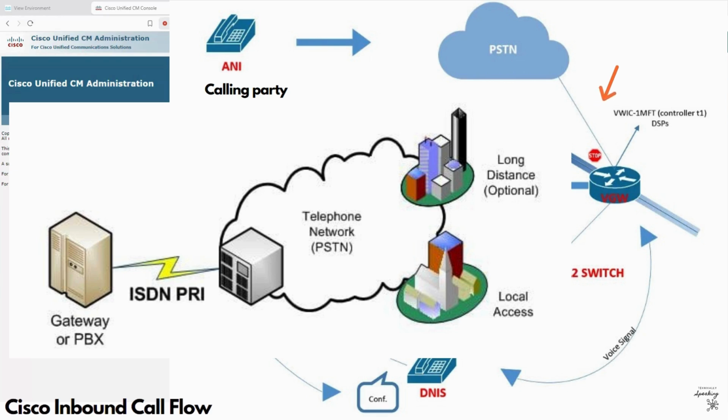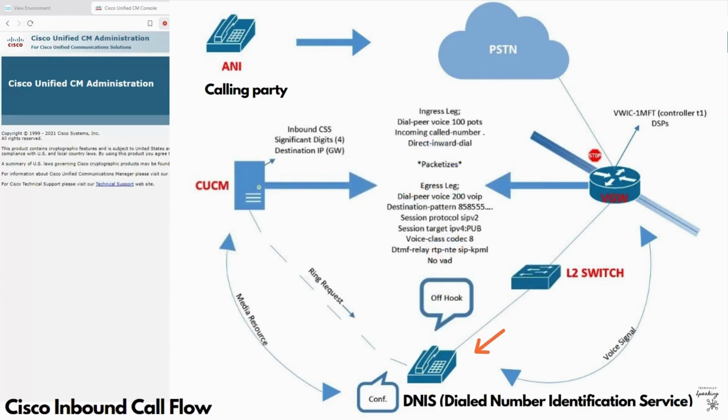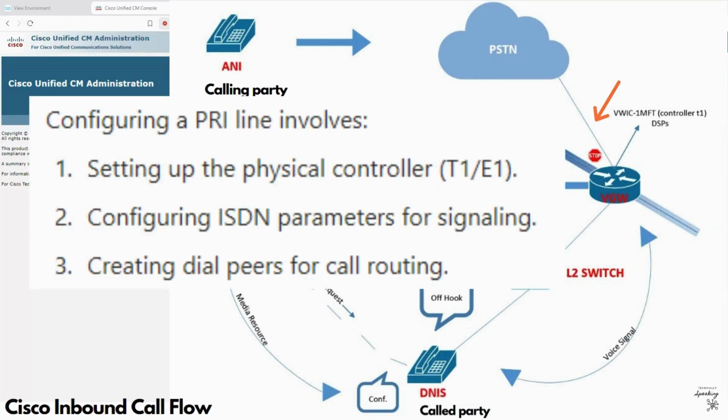One thing I want to mention in this diagram, if you look down at the bottom, is the DNIS. The DNIS is just the phone number the caller dialed to reach the destination. So it represents the called party or the target number. Okay. Now, when you configure your PRI lines, you will have to get settings from your provider to fully activate that PRI line for service.